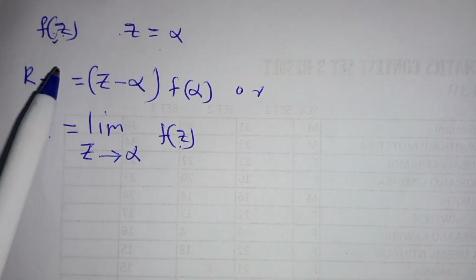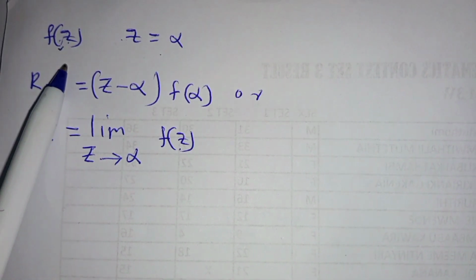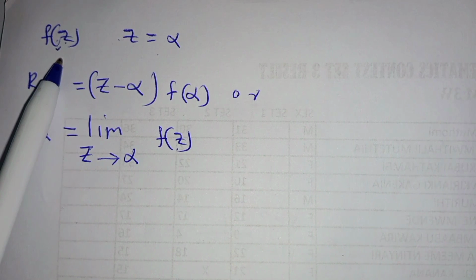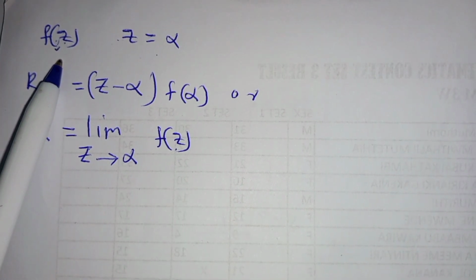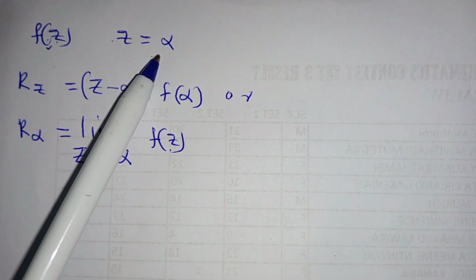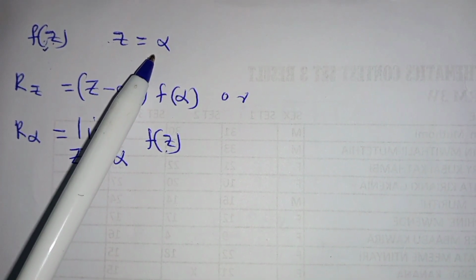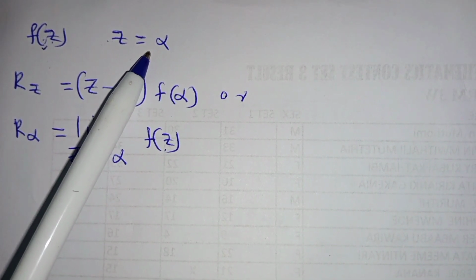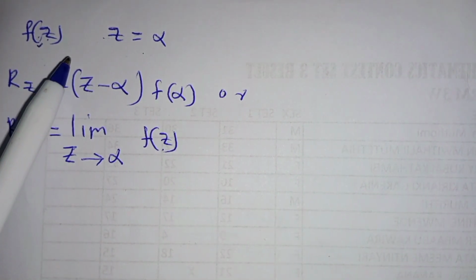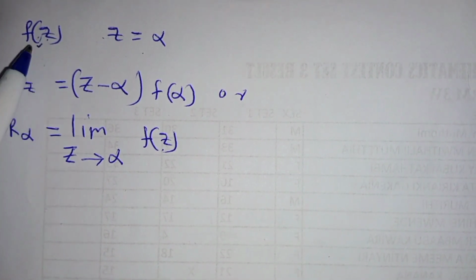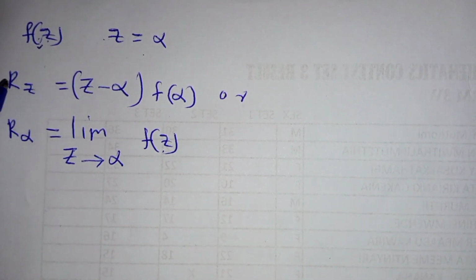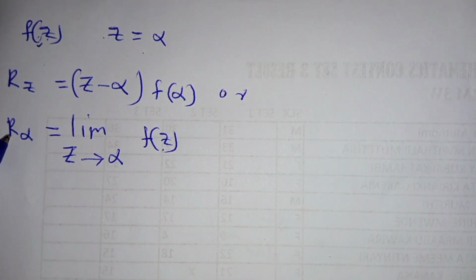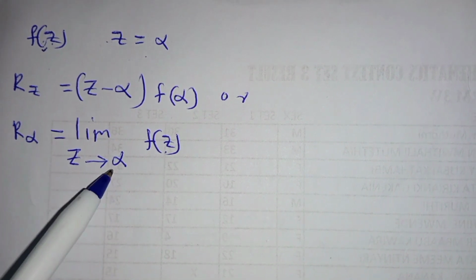I repeat, we are looking at the residue of f of z at the poles. So we are letting our f of z, where z is a complex number, be defined everywhere except at a simple pole, which is given by z is equal to alpha. Remember, a pole is a point where the function is not defined. So it is defined everywhere except at a point of a simple pole, z is equal to alpha. Then the residue of f of z at z is equal to alpha will be given by r of z is equal to (z minus alpha) f of z, or r of z is equal to the limit as z tends to alpha of f of z.